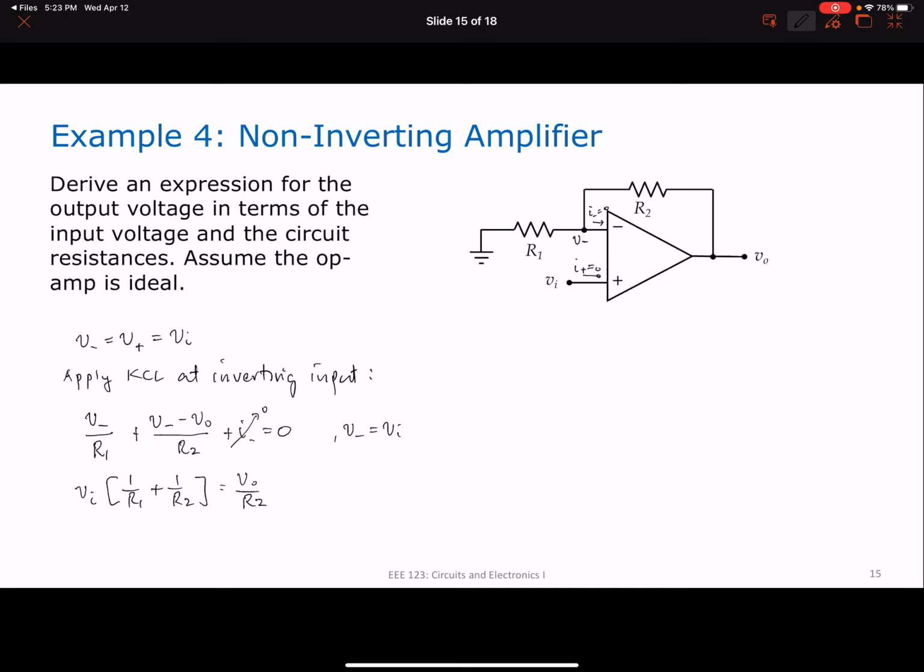If I multiply both sides of the equation by R2, I'm going to get now V sub O is equal to 1 plus R2 over R1 multiplied by V sub I. So my gain is equal to 1 plus R2 over R1.